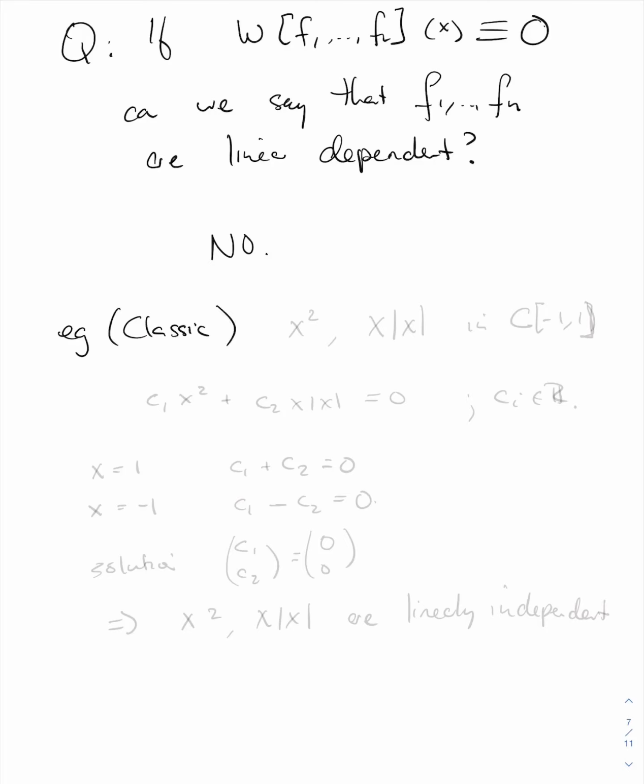And here I'll walk through a classic example that's given by the two functions x squared and x times the absolute value of x in C[-1, 1], so the continuous functions on this interval. Okay, if we want to figure out if these two things are linearly independent, we set up our equation, and we try and figure out what C1 and C2 have to be.